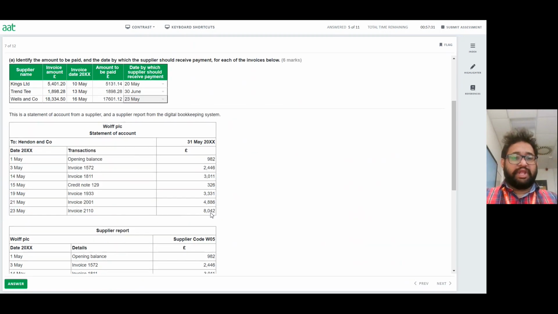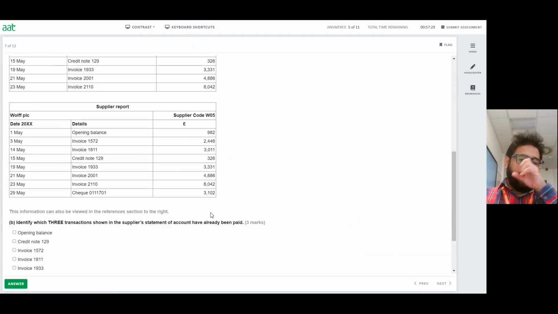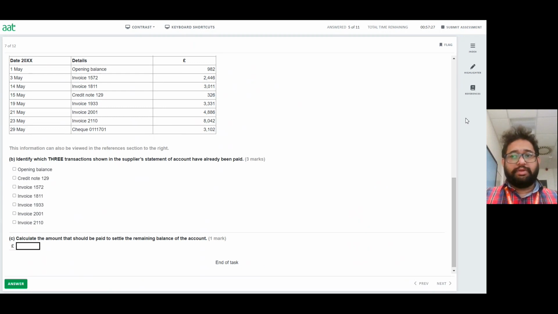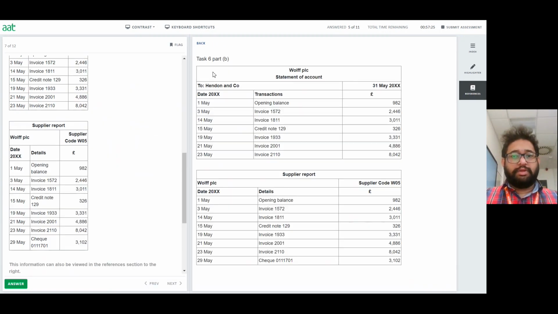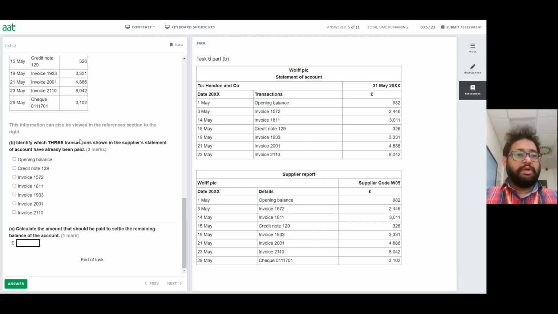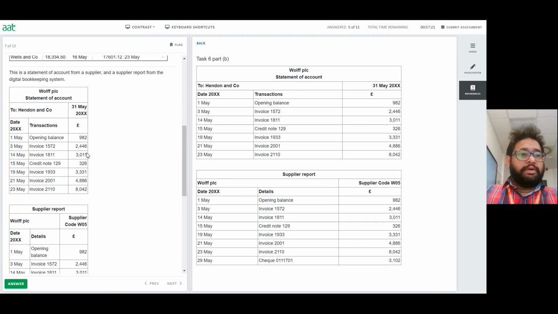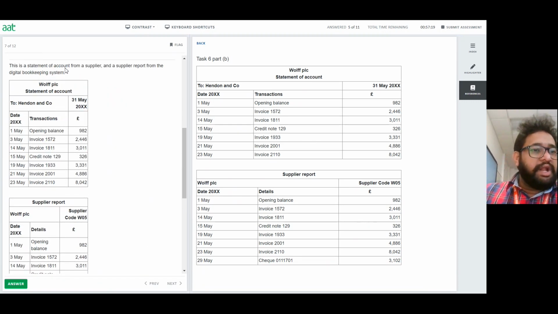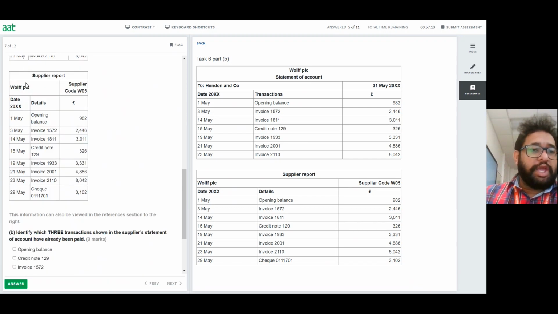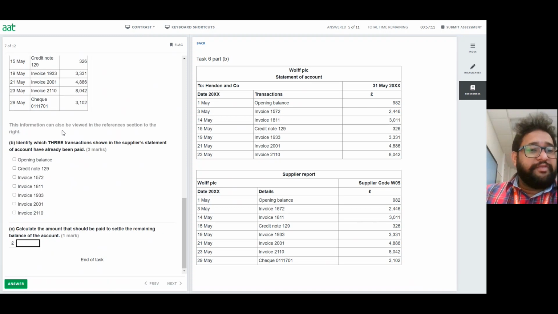Now let's move on to the next question. Here, they ask you about this statement of account from a supplier and a supplier report from the digital bookkeeping system. This information can be viewed on the right hand side. That's fine. Identify the 3 transactions shown in the supplier statement of account that have already been paid.